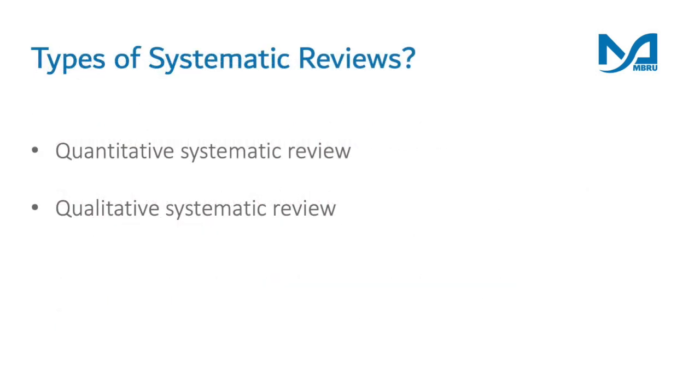Types of systematic review. A systematic review can be either quantitative or qualitative. A quantitative systematic review will include studies that have numerical data. A qualitative systematic review derives data from observation, interviews, or verbal interactions and focuses on the meanings and interpretations of the participants. It will include focus groups, interviews, observations, and diaries.